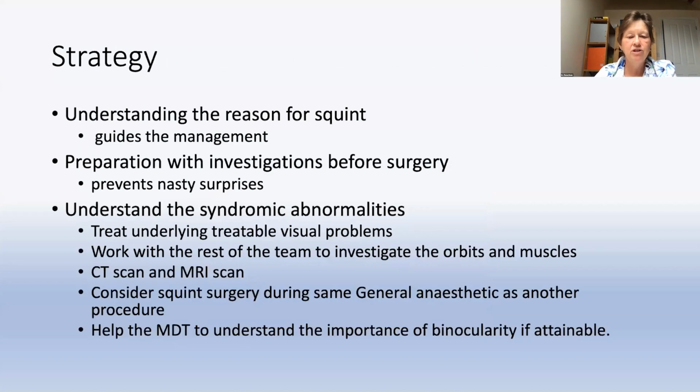So we have to have a strategy for approaching these patients. We have to understand the reason why they might squint, as this guides our management. And we have to be prepared with investigations before the surgery, because this prevents some nasty surprises, which unfortunately I have had in the past. We have to understand the syndromic abnormalities. They each have their nuances into how each suture affects the shape of the orbit.